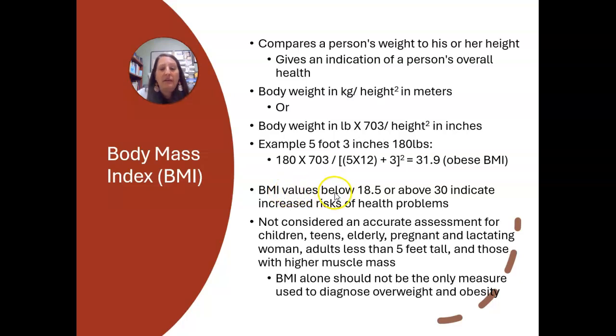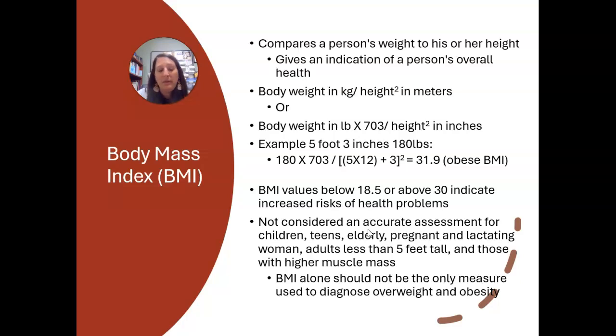Body mass index values below 18.5 or above 30 indicate increased risk of health problems. The individual is either underweight or they're going to be into an overweight or obese range.